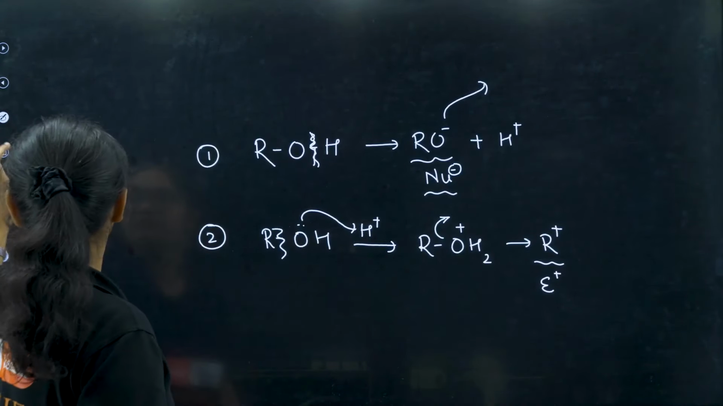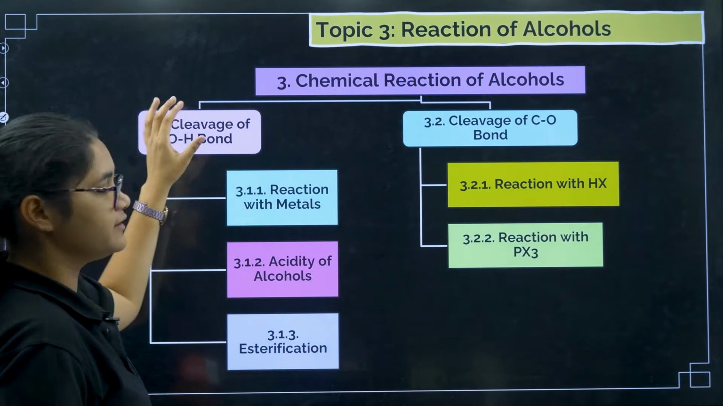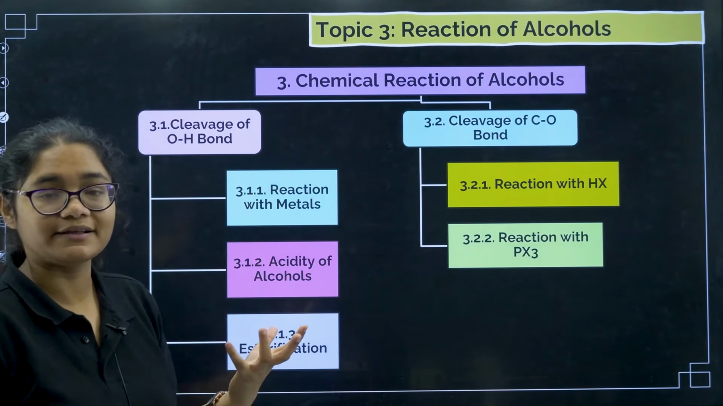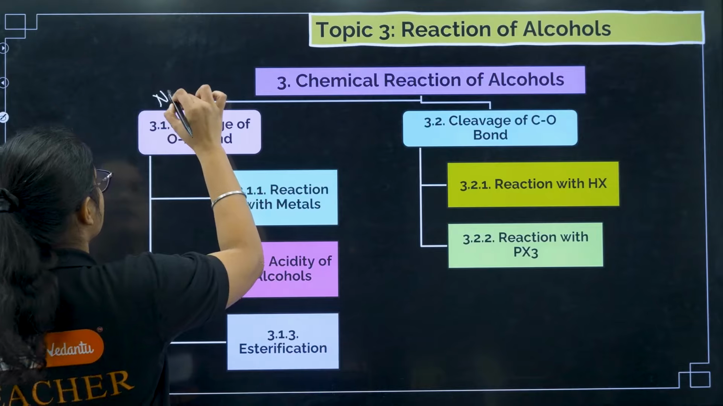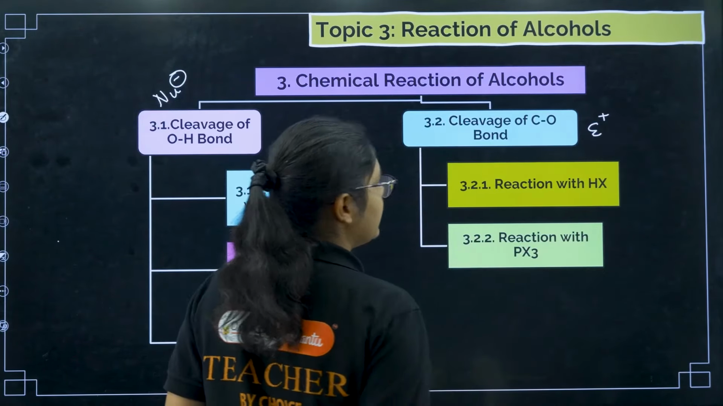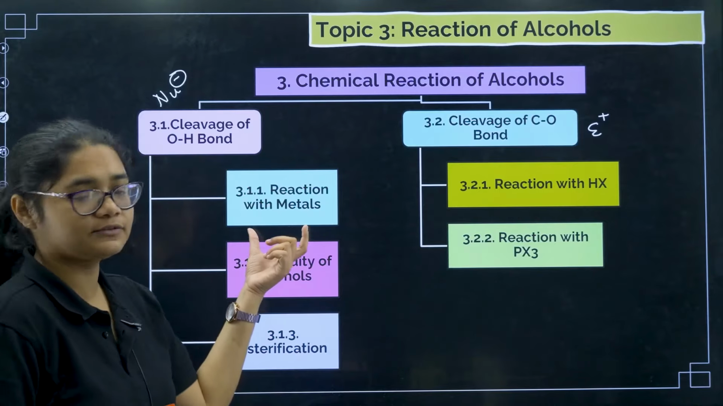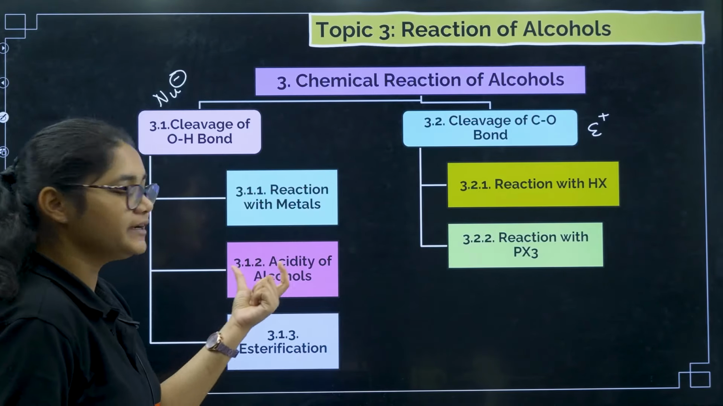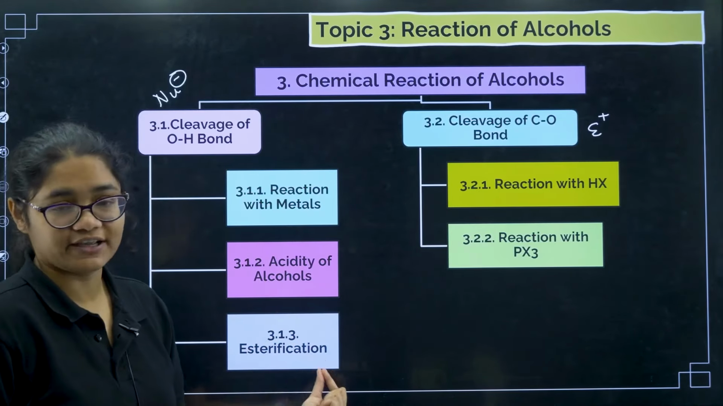Okay, so now we will see the reactions. The first one is cleavage of OH bond. In this it will behave as a nucleophile, right? Cleavage of CO bond, here it will behave as an electrophile. Here the first one is reaction with metals, acidity of alcohols and esterification reaction.